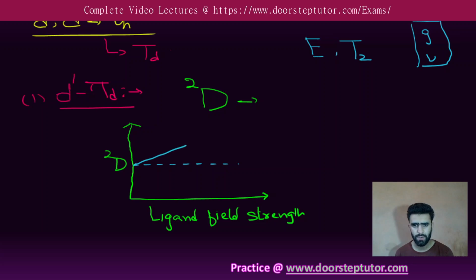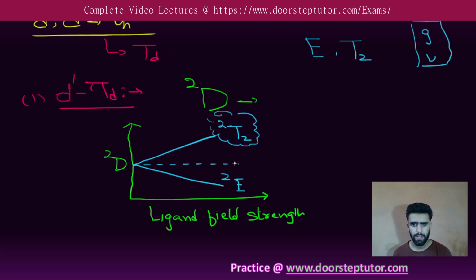It splits into this T2, and here we have the spin multiplicity, which is 2. Similarly, this will be E, this will be our E2. So under the ligand field strength, the D2 term in the case of tetrahedral splits into the lower energy state E2 and the higher energy state T2.